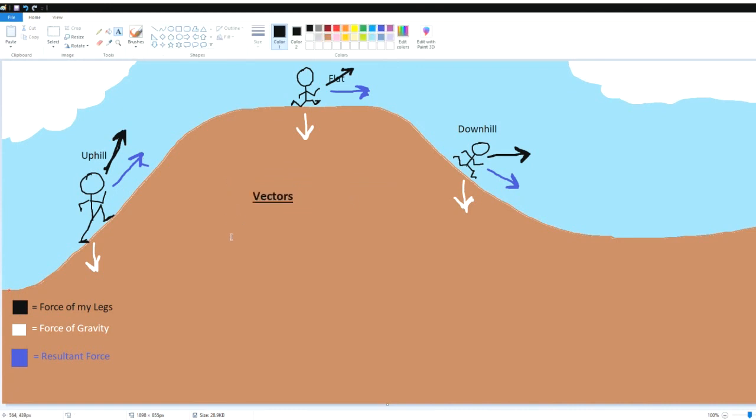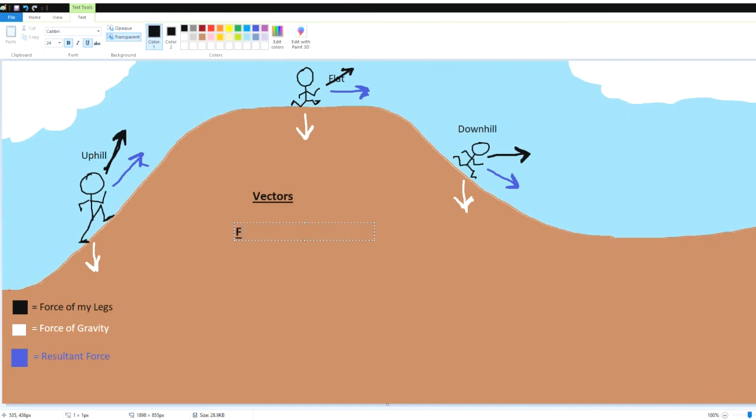Now, what are vectors, right? A vector is any force, and we don't need this to be bolded and underlined. A vector is any force which has a direction, right? You can see that all of these arrows are pointing in different directions to imply where that force is going. And it has magnitude as well. Now, magnitude is essentially the amount of force, right?